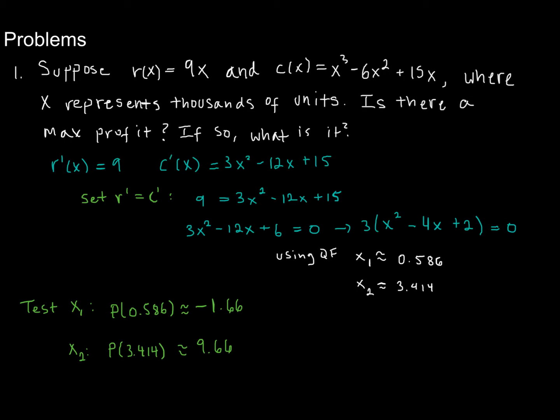So I will have a maximum profit when I'm producing approximately 3,414 units. So that would be your solution. Remember, we always have to interpret our solution in real-world situations. I'm not going to write this down, but how you would write down your answer, and you should do this now, is that there will be a maximum profit at approximately 3,414 units produced, or when producing approximately 3,414 units.